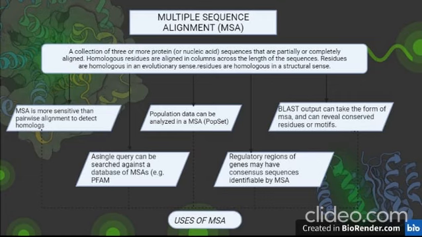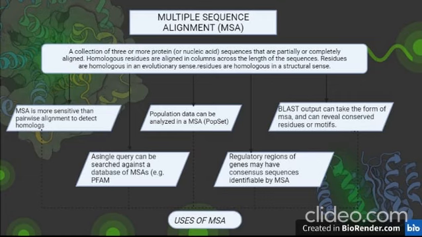Multiple sequence alignment and its various applications in bioinformatics. Multiple sequence alignments are an essential and widely used computational procedure for biological sequence analysis in molecular biology, computational biology, and bioinformatics. Multiple sequence alignment is a collection of three or more protein or nucleic acid sequences that are partially or completely aligned.